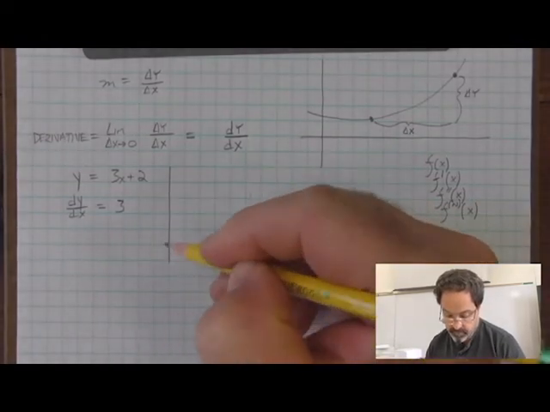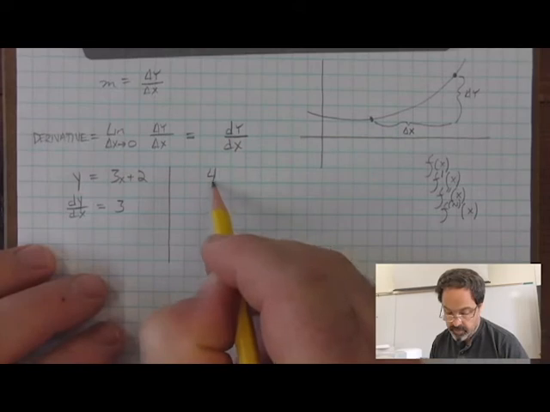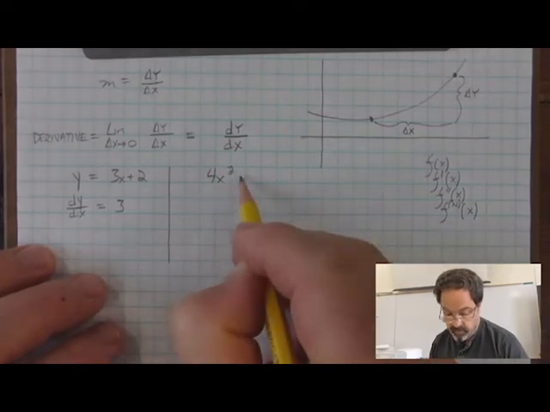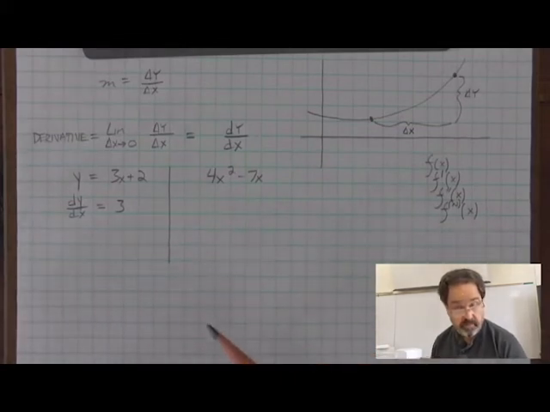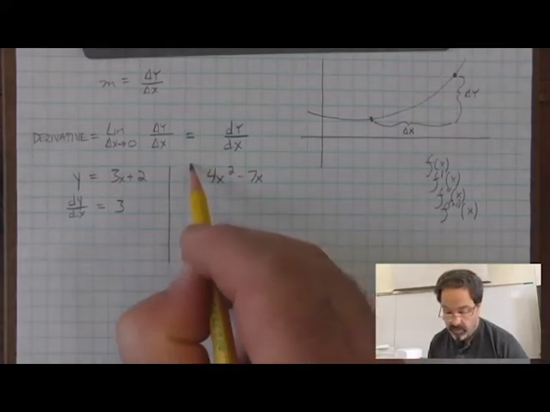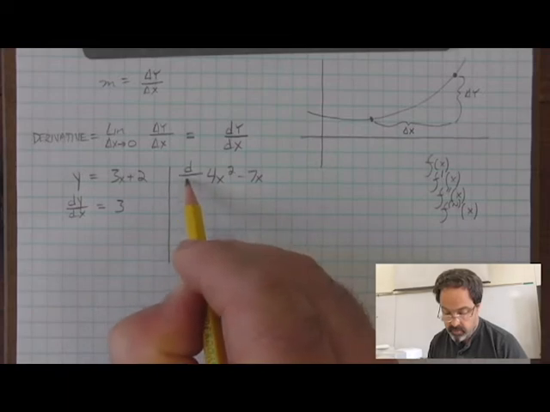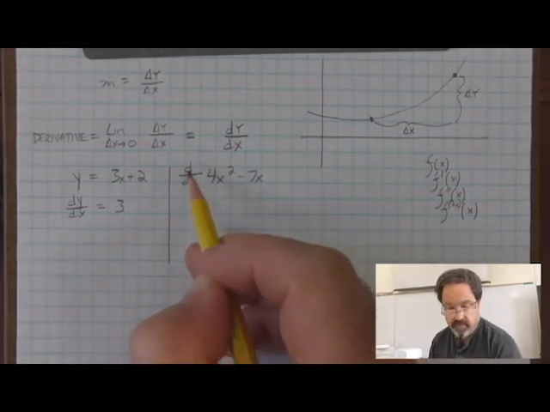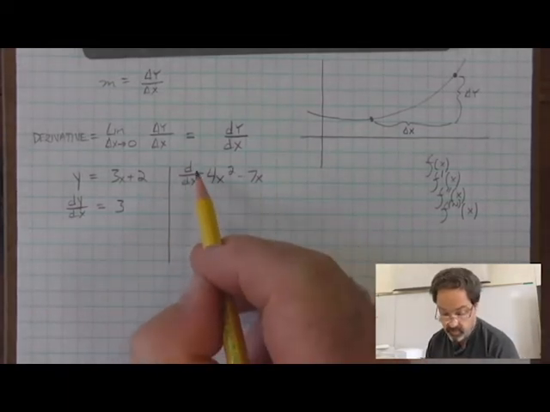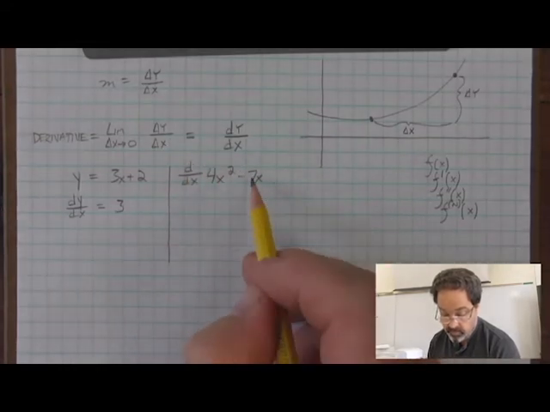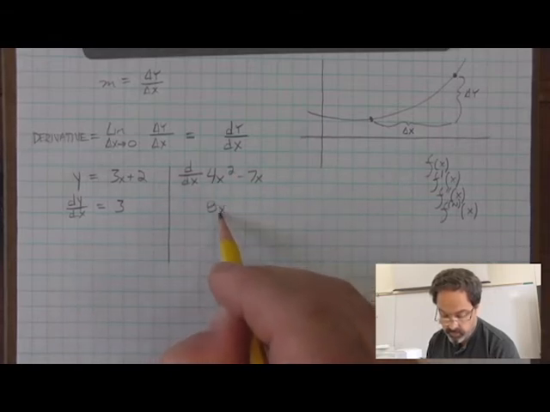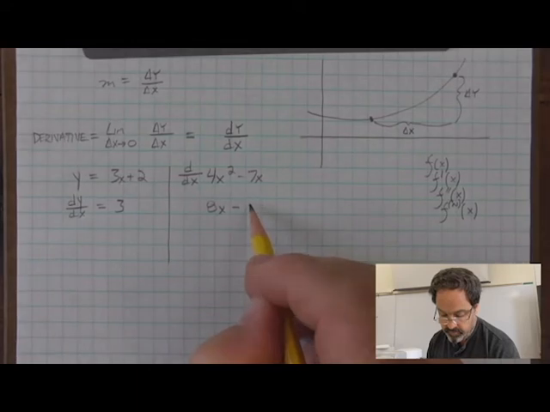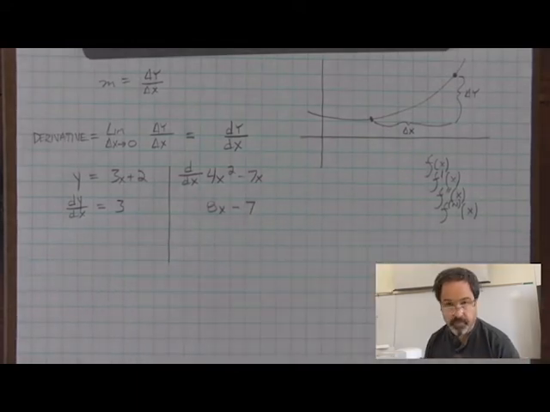Here's another example. This time I'm going to have an expression, 4x squared minus 7x. What if I wanted to take the derivative of this? Well, I would write that instruction down this way, d over dx, in other words, the derivative of 4x squared minus 7x. And I could answer that question with the power rule, bring the 2 out in front and multiply. And the derivative of negative 7x is negative 7.